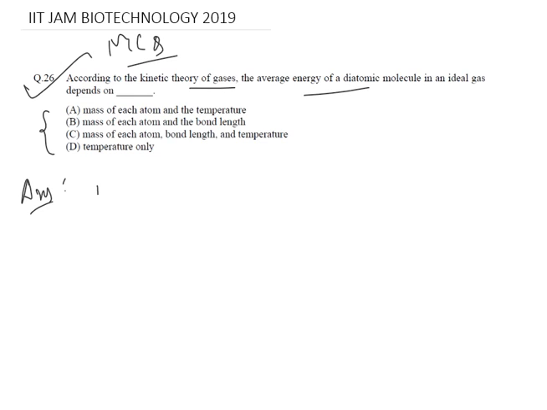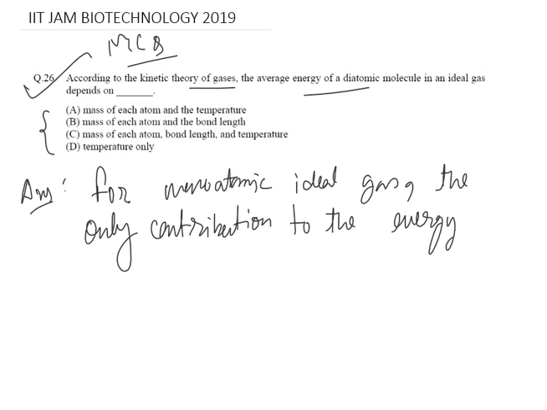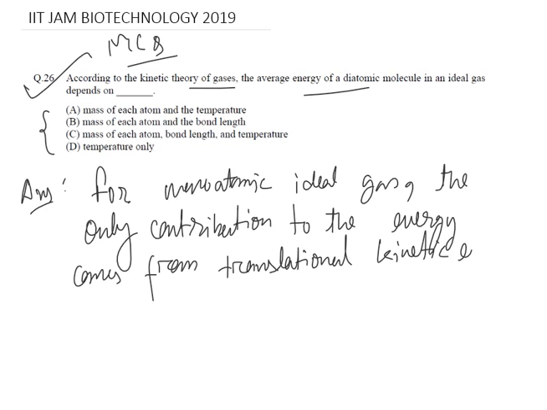For a monoatomic ideal gas, such as helium, neon, or argon, the only contribution to the energy comes from translational kinetic energy.